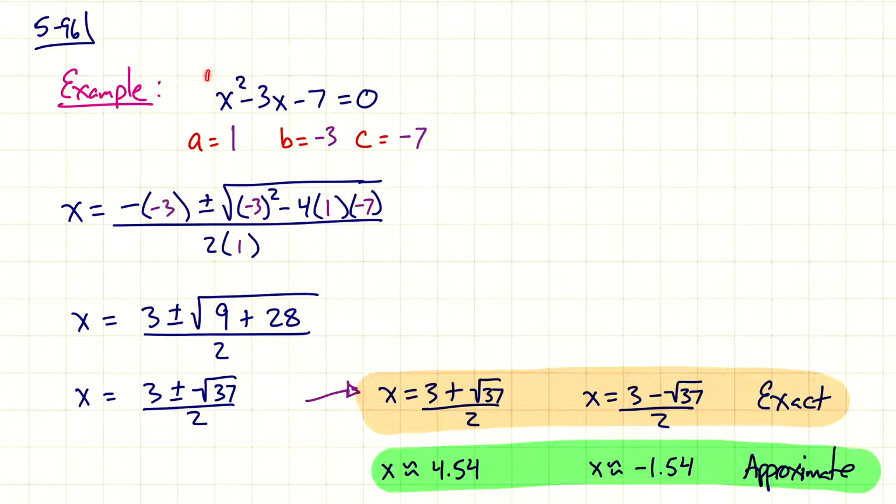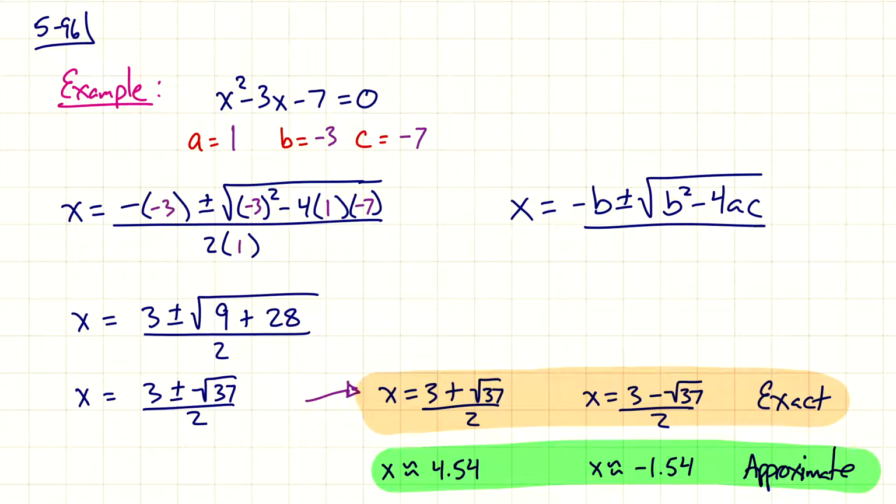As long as you can identify those three numbers, you should be good to use the formula. If you don't remember the formula, I suggest you always have it near you so that you can look it up or write it. I'll even write it out again. It should be x equals negative b plus or minus the square root of b squared minus 4ac, all over 2a.